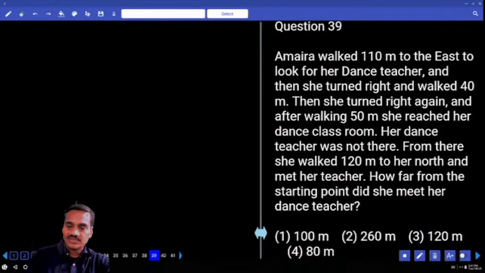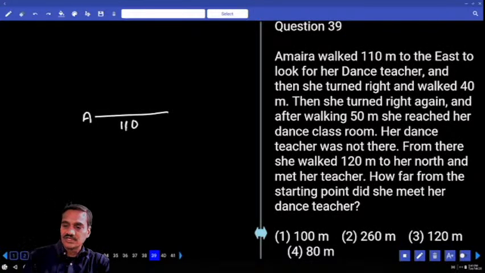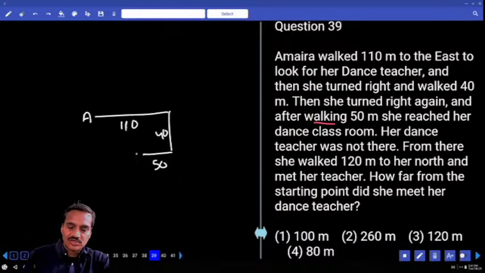Now from here, this is the starting point of Amira. First, she walks 110 meters east, and then she turned right and walked 40 meters, right hand side 40. Then she turned right again, and after walking 50 meters, she reached her dance classroom. Now this is the classroom. Her dance teacher was not there.